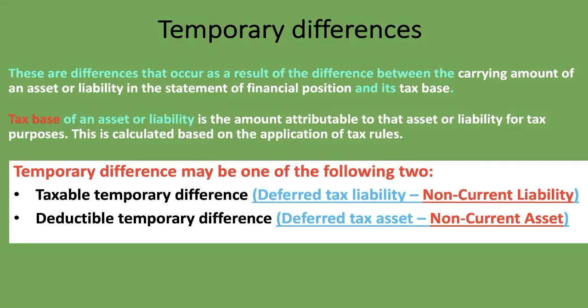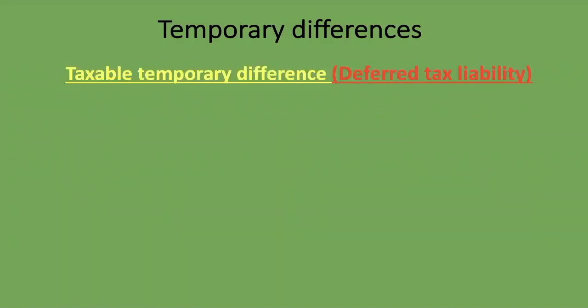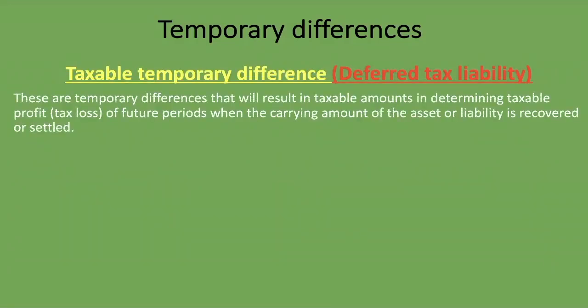A temporary difference can either be a taxable temporary difference, meaning that the amount is going to be taxable in the future, or it can be a deductible temporary difference, meaning that the amount will be subject to a deduction in our tax, and that is where you have your deferred tax asset. So let's first look at taxable temporary differences. What are taxable temporary differences? Well, these are temporary differences that will result in taxable amounts in determining taxable profit or tax loss of future periods when the carrying amount of the asset or liability is recovered or settled.